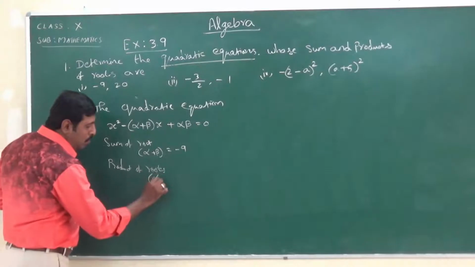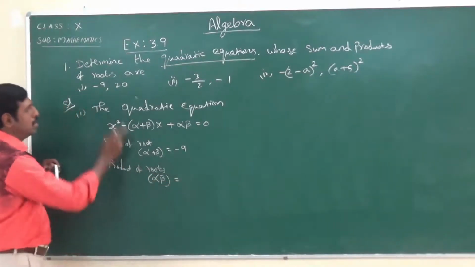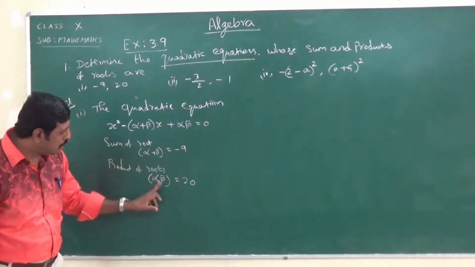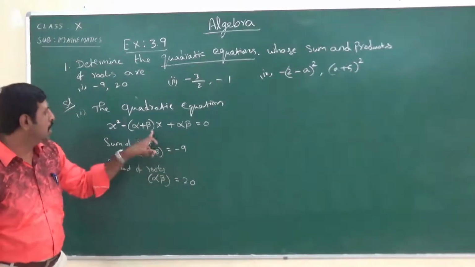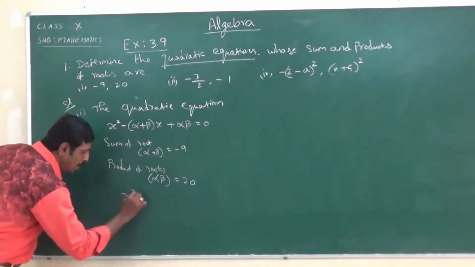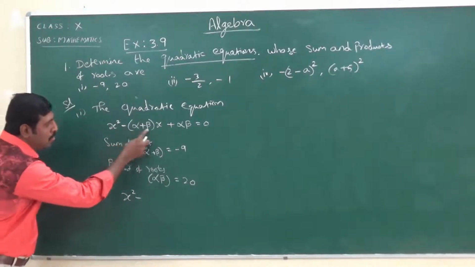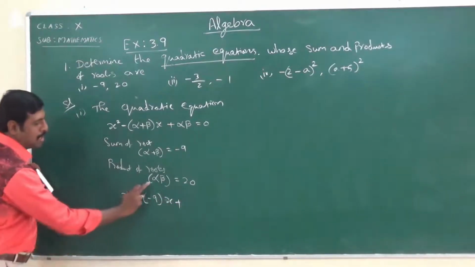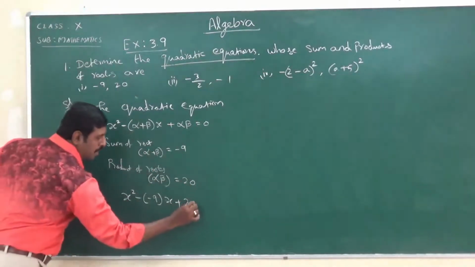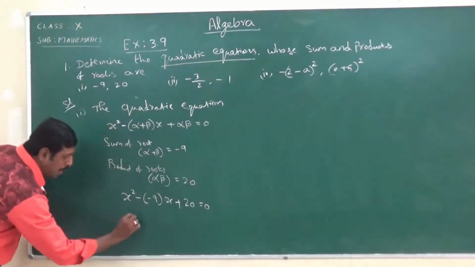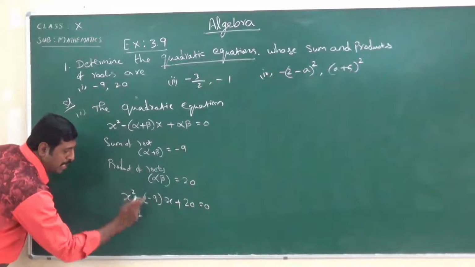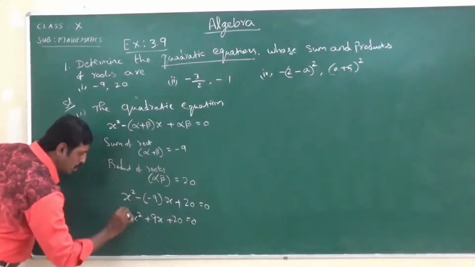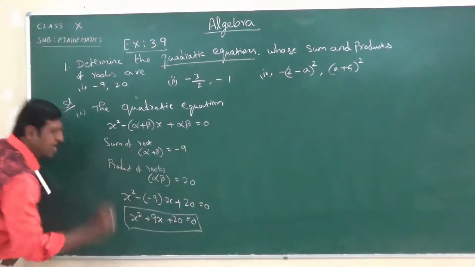Product means alpha into beta, then the product of the roots is 20. So here we know the values: alpha plus beta is equal to minus 9 and alpha into beta is equal to 20. Now apply these values in this equation. The equation is x square minus (sum of the roots, minus 9) into x plus alpha into beta, the value 20, is equal to 0. Now x square, minus into minus, we remove the bracket, plus 9x plus 20 equal to 0 is the quadratic equation.